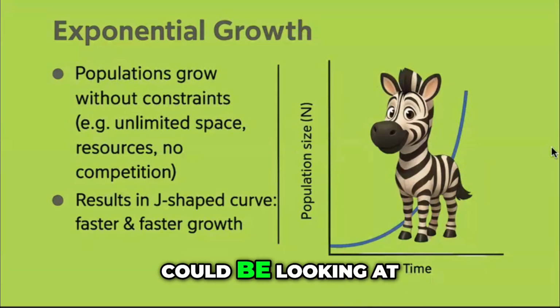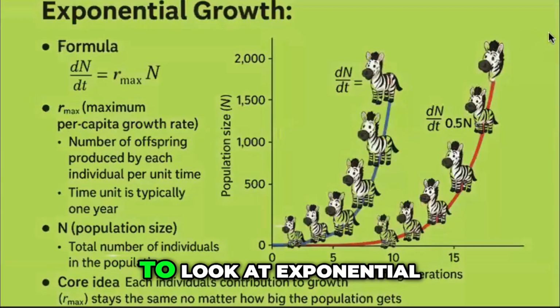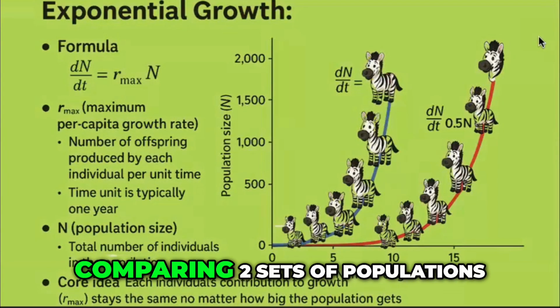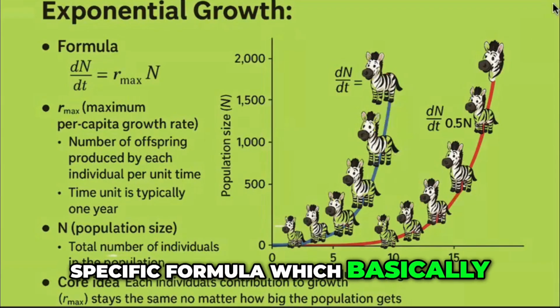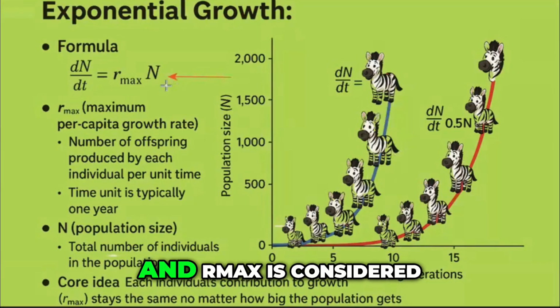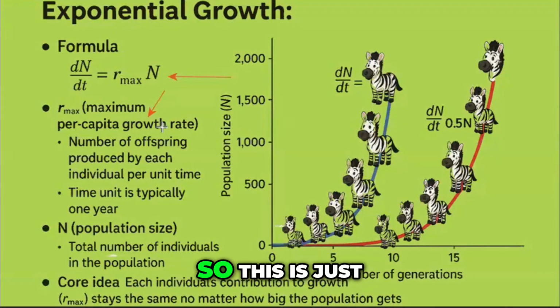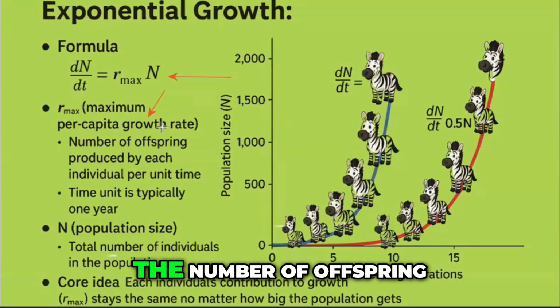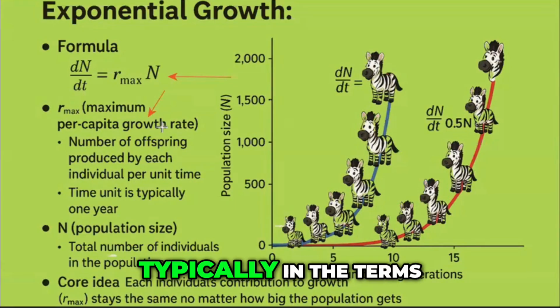Now, let's take a look at exponential growth a little bit more, comparing certain populations. If we were to look at exponential growth comparing two sets of populations, let's take a look at maybe Ed and his friends. We would have a specific formula which states that dN over dt equals r max times N. And r max is considered the maximum per capita growth rate. So this is just taking a look at the number of offspring produced by each individual per time, and time is typically in terms of 1 year.